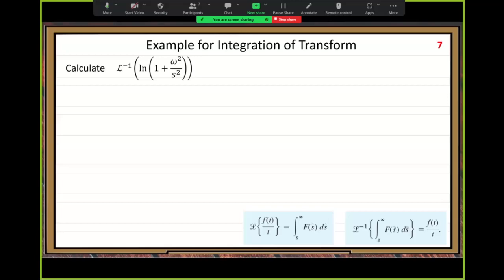That means you may consider the derivative of this function. That could be useful for this question. Now look at this. Inverse, and here, integration. In order to apply the formula here, or the formula here, in order to apply the formula, here.